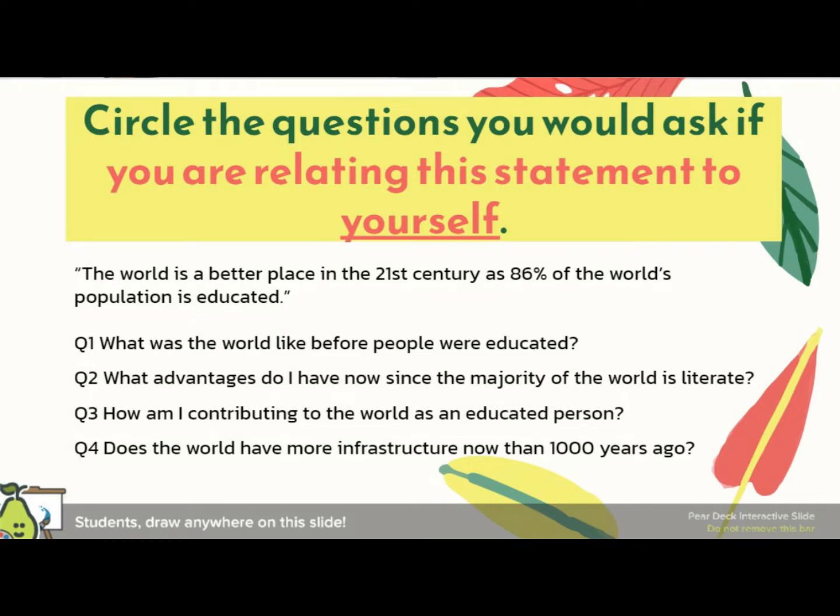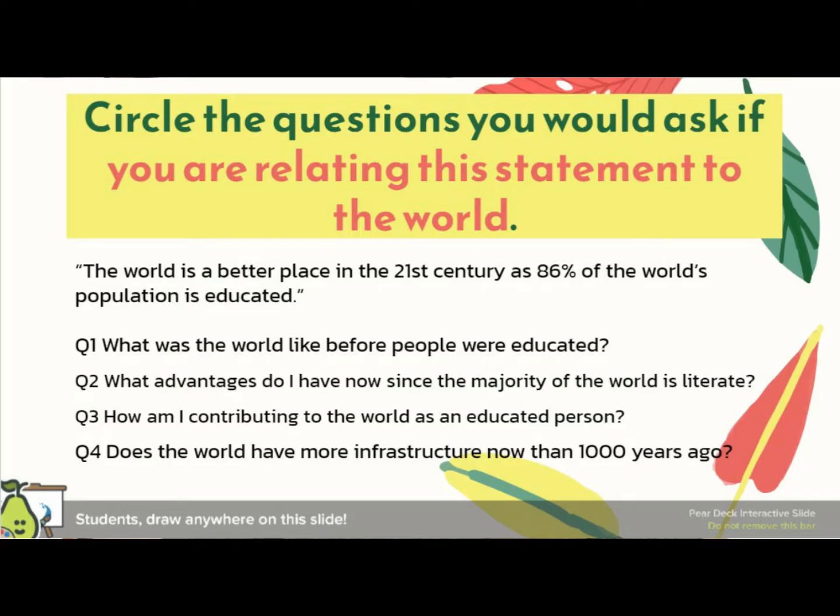Question 4. Does the world have more infrastructure now than 1,000 years ago? Does this question relate to you? No, not question 4 too. The answers are question 2 and question 3 only. Let's try text to world. Circle the questions you would ask if you're relating this statement to the world. Read the statement and circle the questions accordingly.